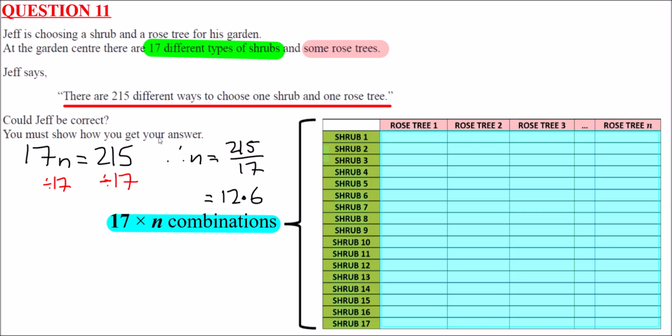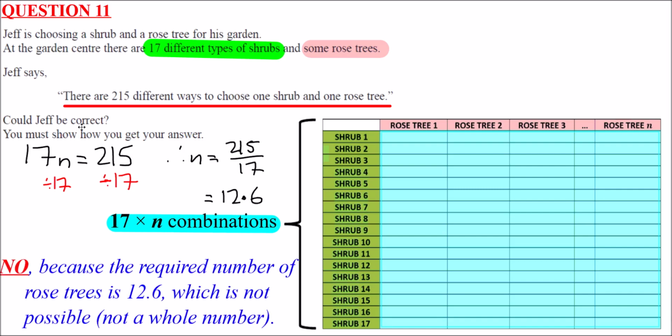So in terms of showing how you get your answer, we need to clearly show that the required number of rose trees for him to be correct would be 12.6. And then we conclude by saying Jeff isn't correct with reference to the fact this needs to be a whole number, but is not. So the wording for the full marks needs to be something like this. So is Jeff correct? Ultimately saying no, very clearly he's not, and words to this effect are put in blue here. So no, because the required number of rose trees is 12.6, which is not possible because it's not a whole number. So that's why Jeff has to definitely be incorrect.